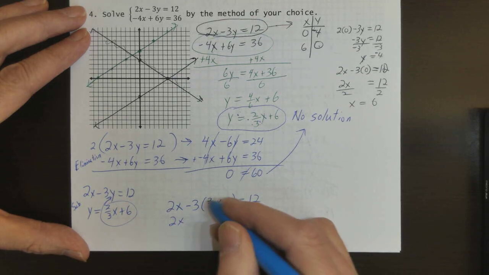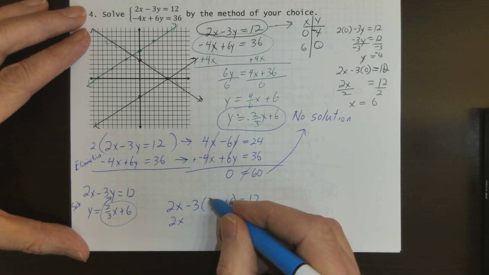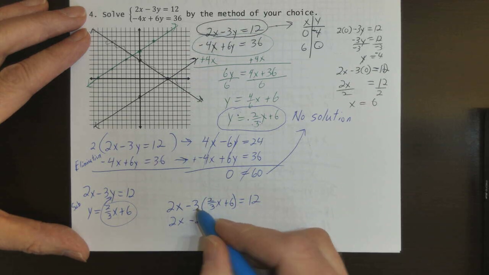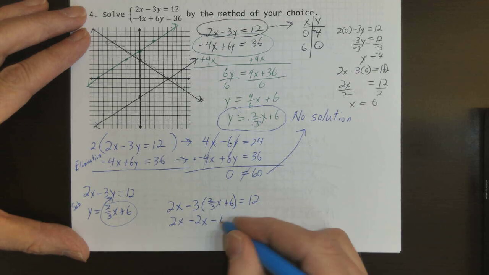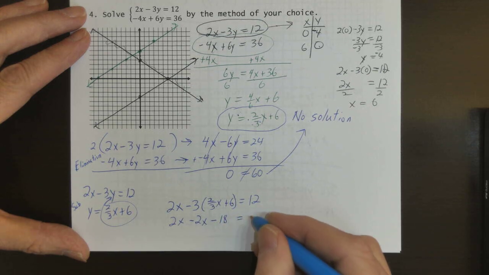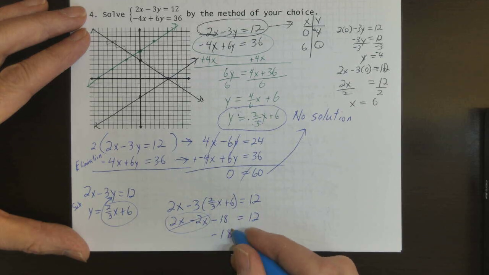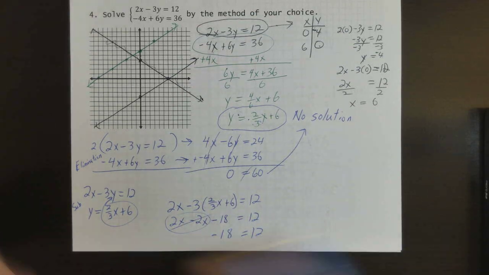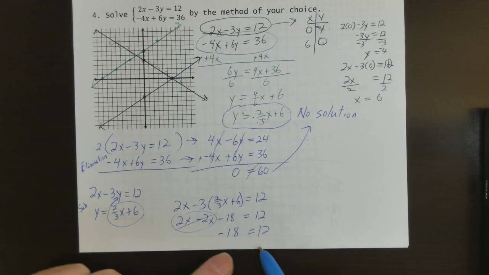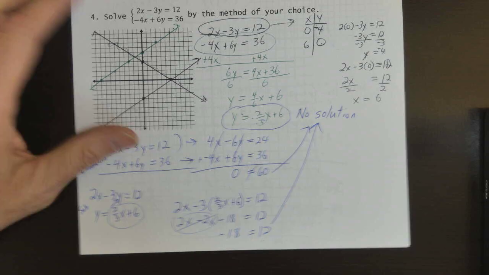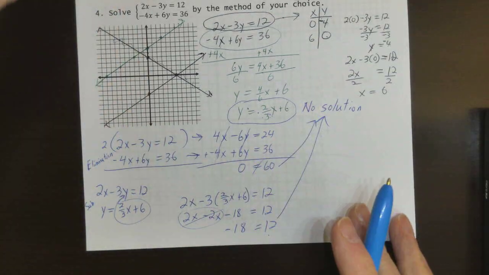So that's 2x. 3 times 2 is 6. 6 divided by 3 is 2. So 2x minus 2x, negative 3 times 6 is negative 18, is equal to 12. 2x minus 2x is 0. So we got negative 18 equals 12. We lost our variable again, just like we lost our variables here. If it's not true, and you lose a variable, it's no solution. So any way you look at it, we're coming up with no solution.